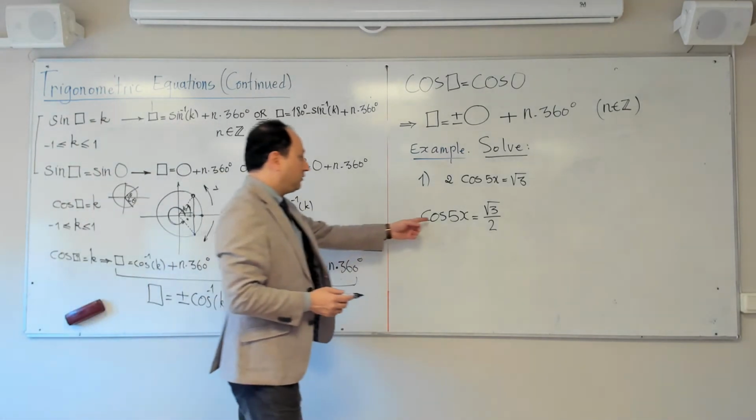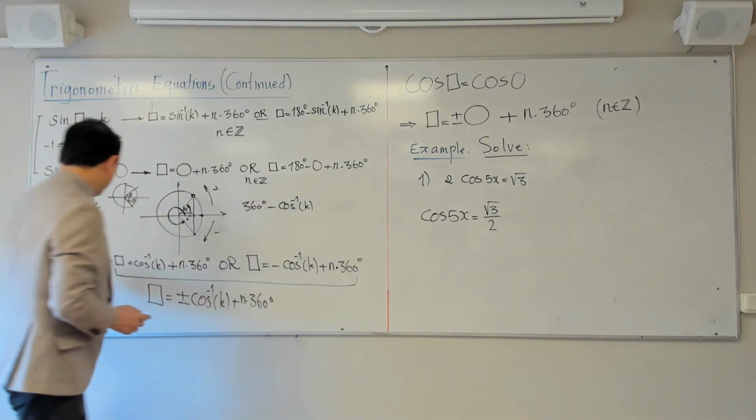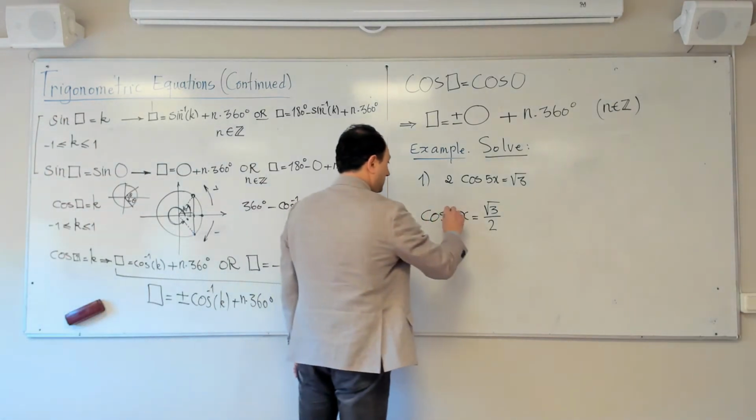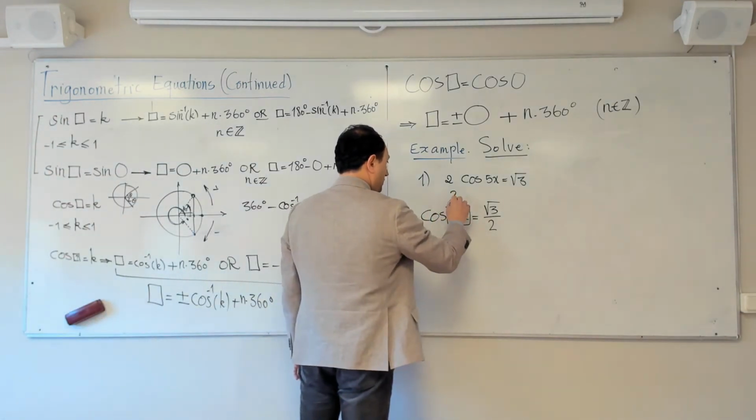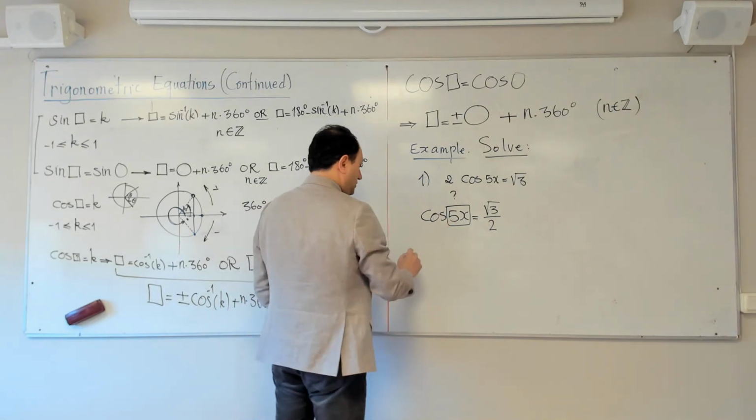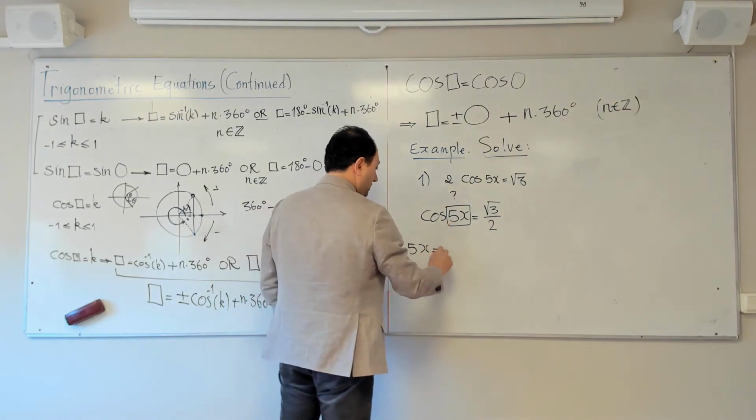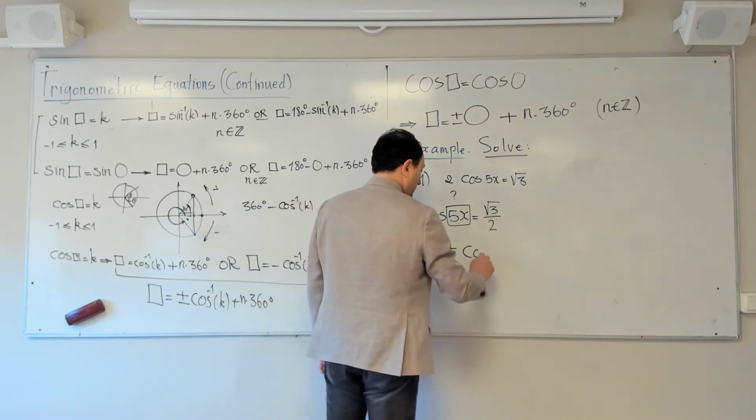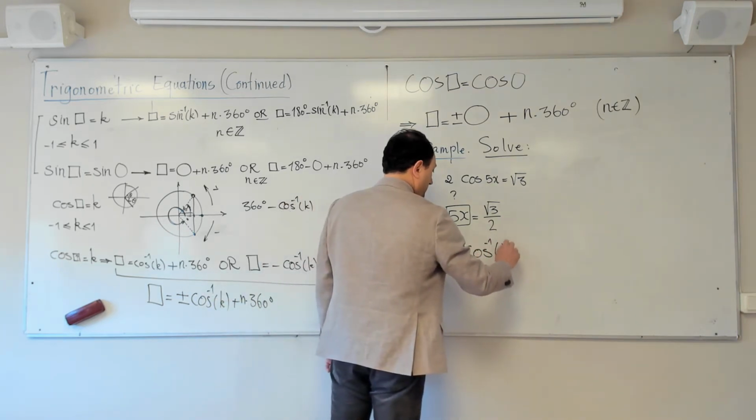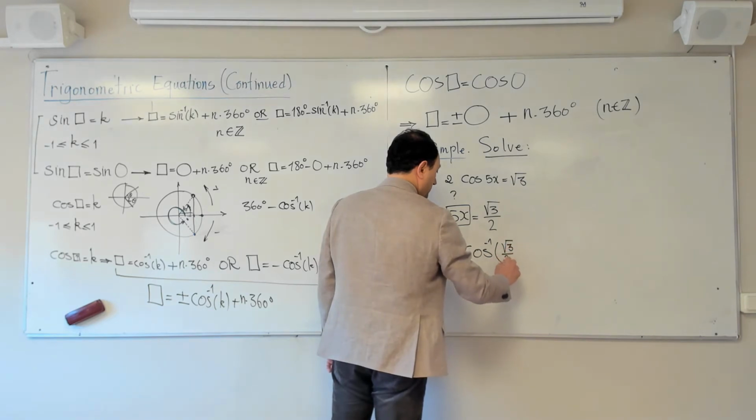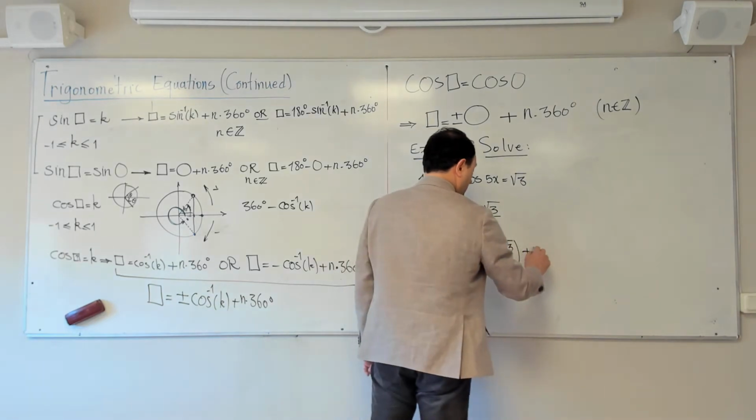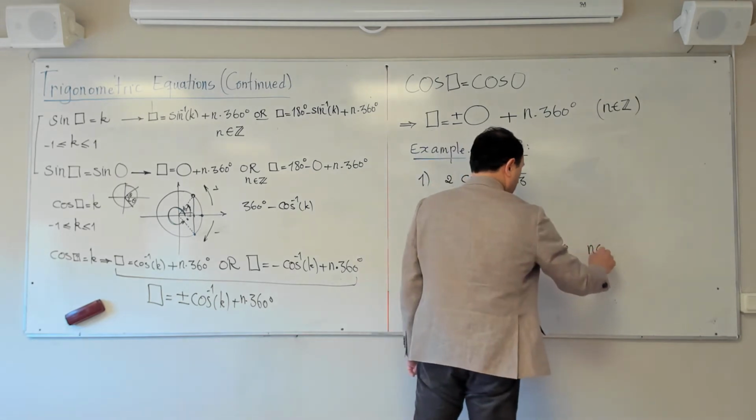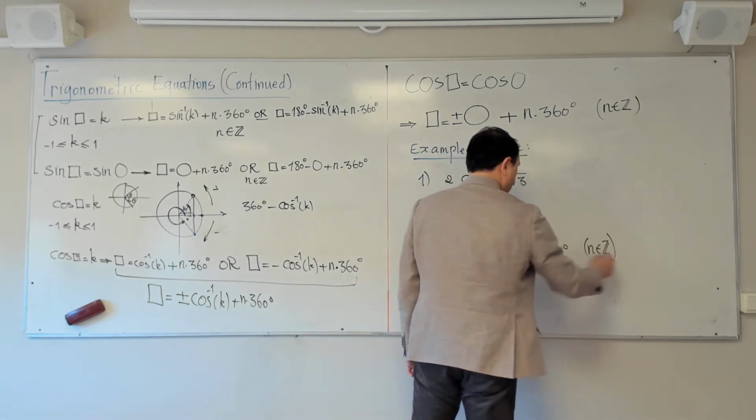Okay, but then what should I use? I use this version. The box is this one here. This is my unknown box, but I know what to do. The box 5x is equal to plus or minus, I'm using this lower version, cosine inverse of square root of 3 over 2, and then plus n times 360 degrees. And of course, I emphasize that n belongs to Z.